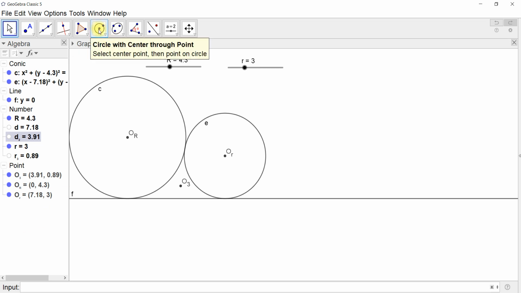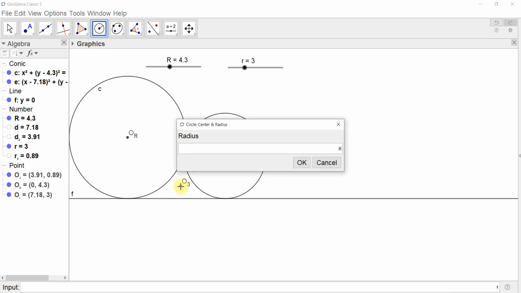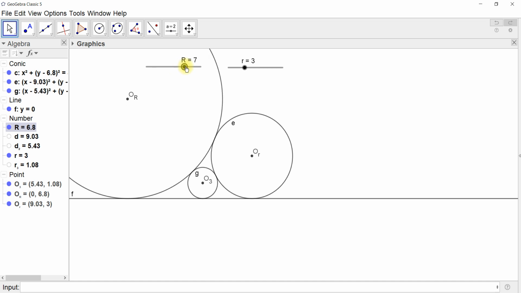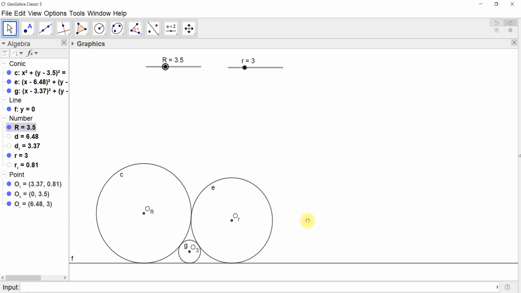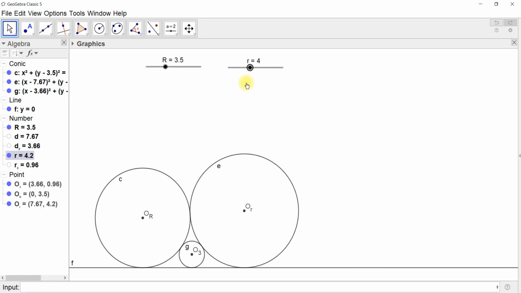And now we can do the same sort of thing. Circle with center and radius. O, and now it's going to be r sub 3. And there we've got our third tangent circle. Pull this down. And now those three things work in tandem. Okay, so next we'll look at doing this in a little bit more of an interesting and more sort of organic way.